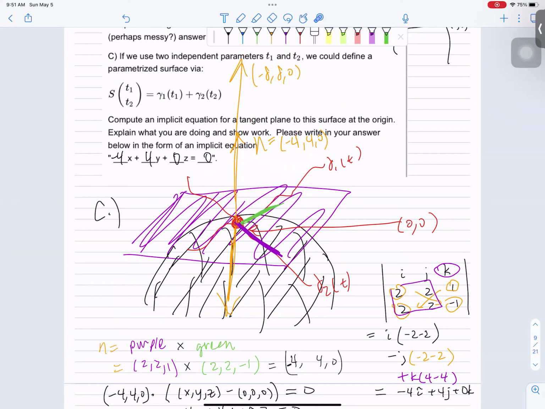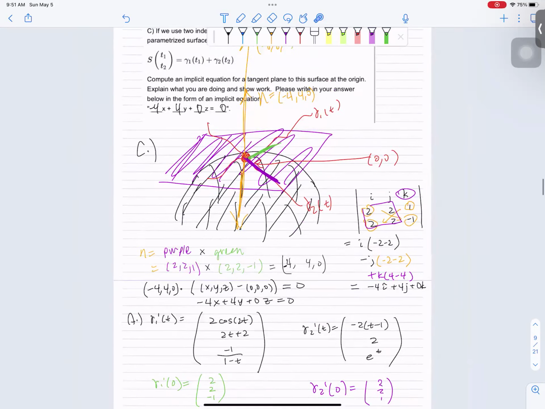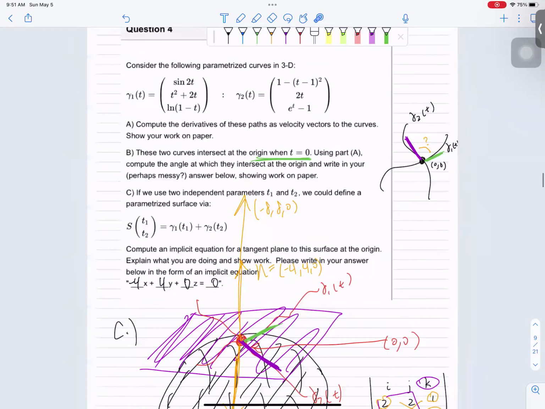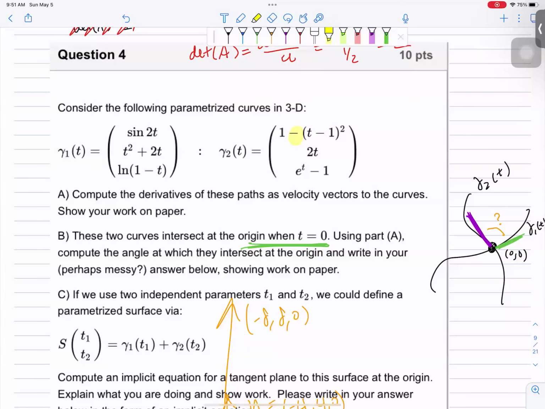Why is the x component of the gamma 2 derivative not positive 2t minus 1? Because there was a negative sign here. So when you take the derivative, the 2 comes down, and the exponent becomes 1. So it's negative 2t minus 1. That's using the chain rule.